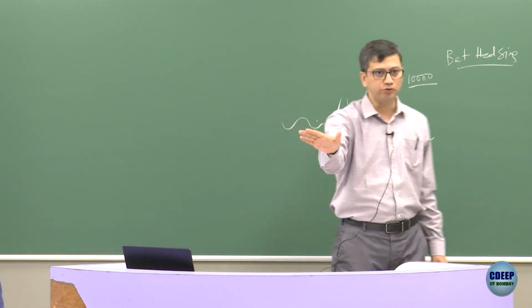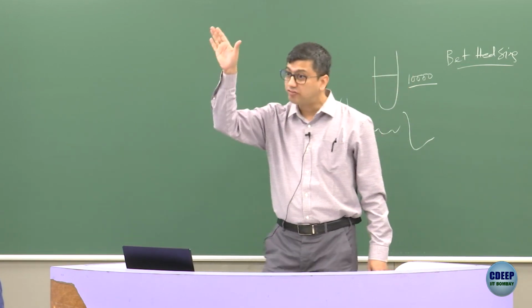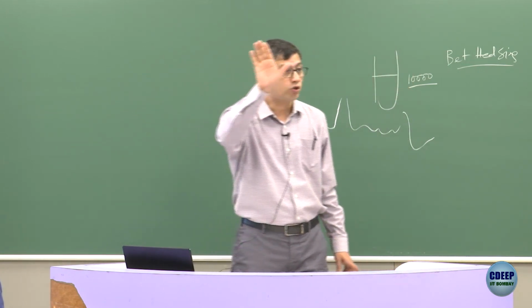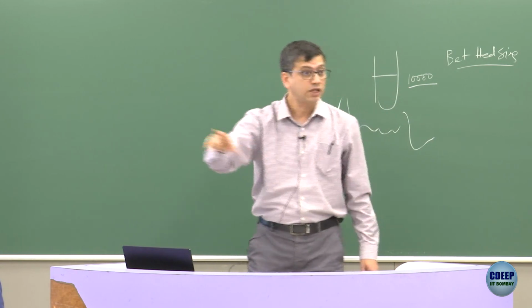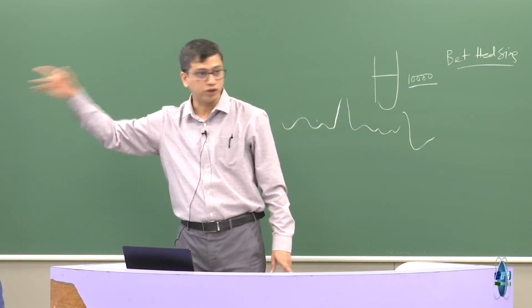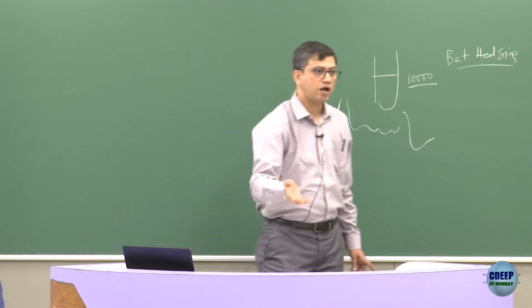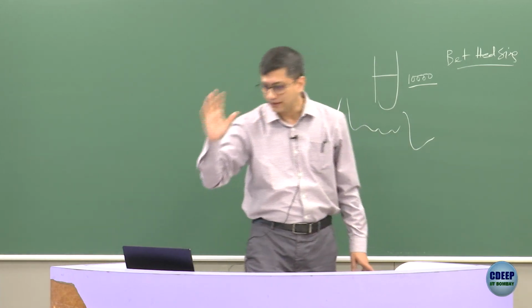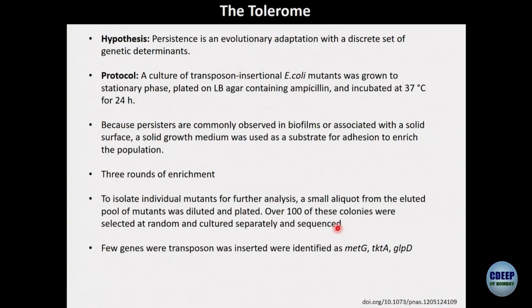Hot spots of mutations are there, and they are preferably on those genes which control the growth rate of the bacteria. That means they are involved in the essential biochemical functions or metabolism. So we need to find them. How can we do that? That's the idea. So the hypothesis, this is what we are going to call a tolerome.